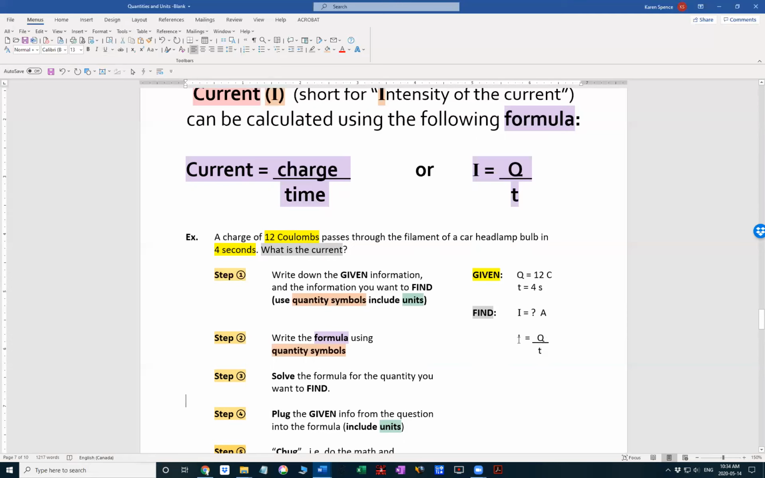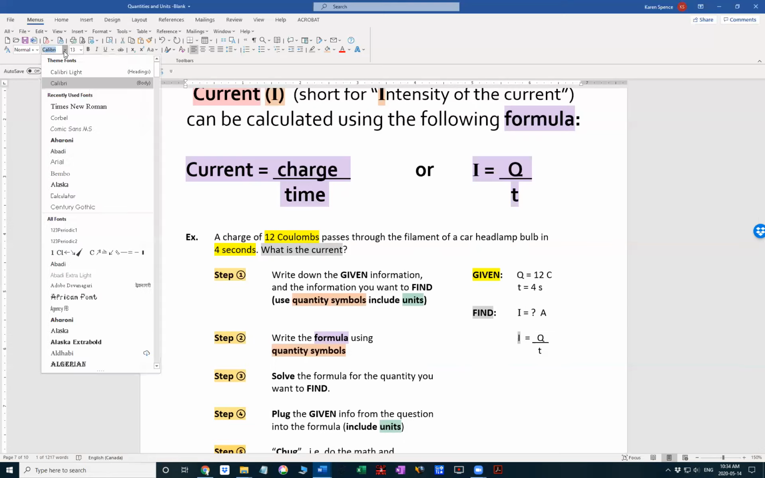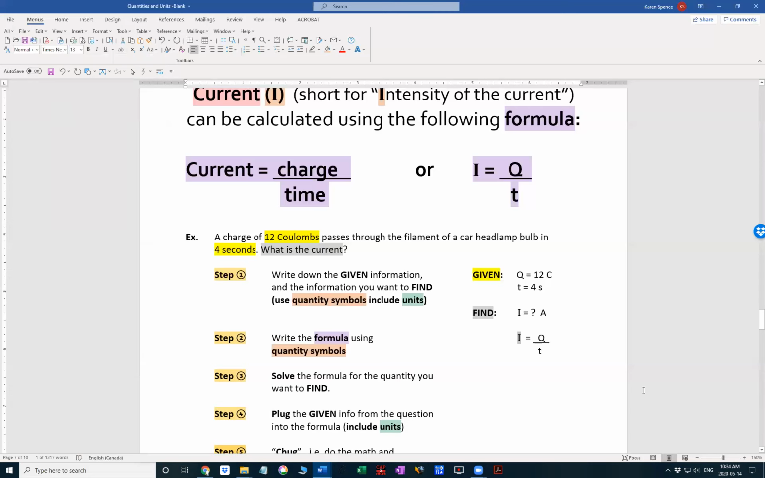If you think about what current means, you don't have to memorize the formula. You can actually just puzzle it out. What is current? It's how much charge flows past a point in a given amount of time. Well, then it has to be Q over T. It has to be charge over time. So people get really wound up about memorizing these formulas when, if you think about them, you don't have to memorize as much because it just kind of makes sense after a while.